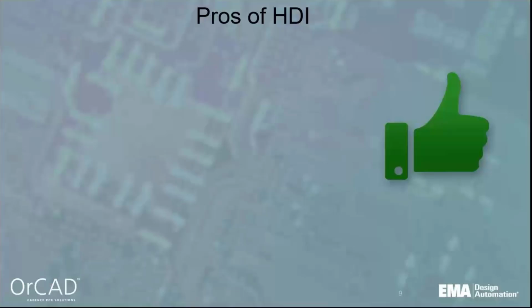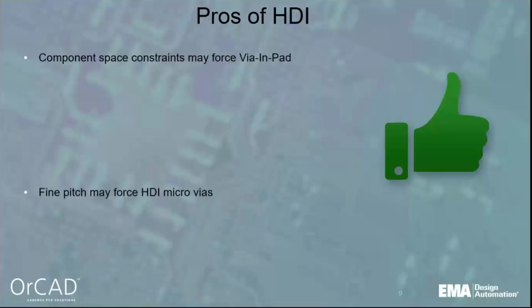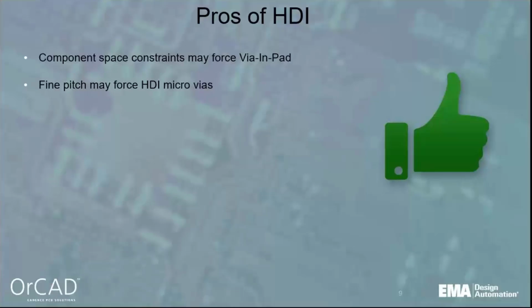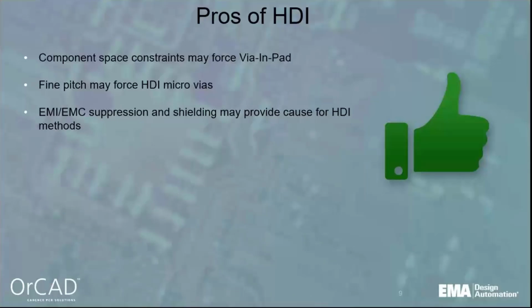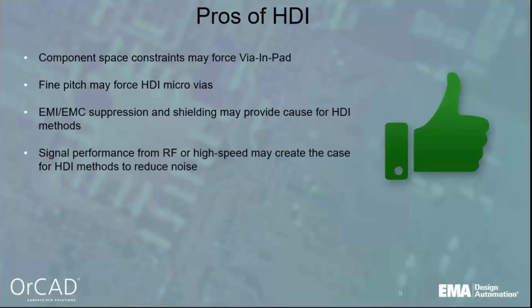So what are the pros of using HDI? Component space constraints may force you to do via in pad, which is really nice, but it's also going to be a higher cost. You're going to have fine pitches, which are going to force you into using micro-vias, because you've got no way to pull traces out from underneath those BGAs unless you do. And EMI and EMC suppression and shielding may provide a cause for using HDI. So you want to be able to get a better signal on your traces by using those interconnects.